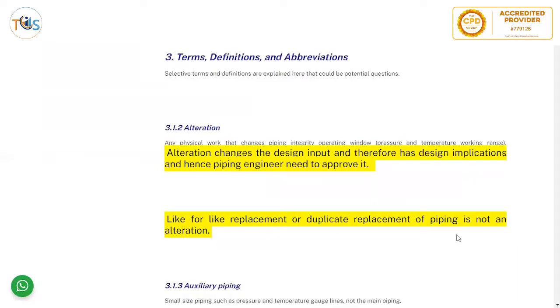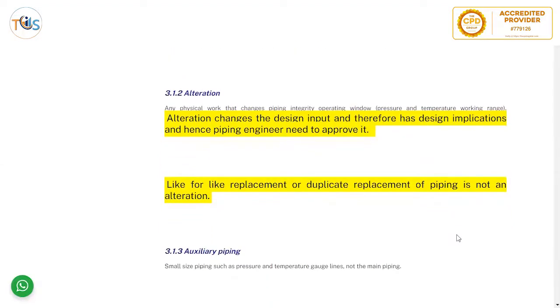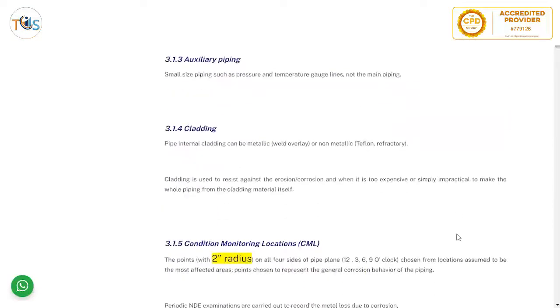Selective terms and definitions are explained here. There could be potential questions during the exam. Alteration: any physical work that changes the piping integrity operating window, pressure and temperature working range. Alteration changes design input and output and therefore has design implications, and hence the piping engineer needs to approve it. Like for like replacement or duplicate replacement of piping is not an alteration.